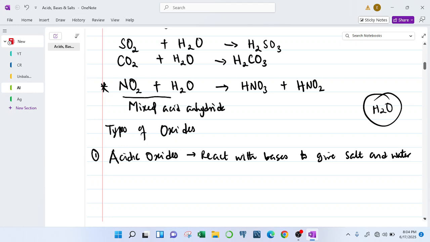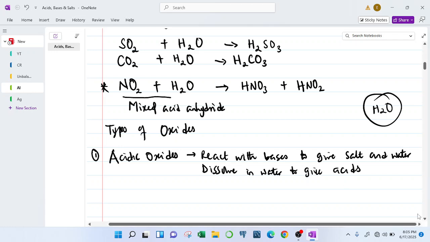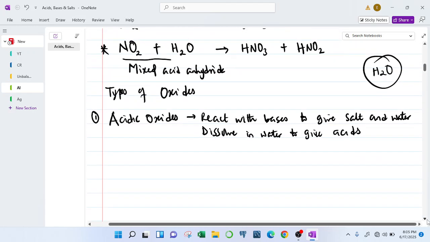Acidic oxides react with bases to give salt and water. They turn blue litmus red. And then, we just spoke about it: acidic oxides are also called acid anhydrides. So the point remains, they dissolve in water to give acids. So those are acidic oxides. And how do you get acidic oxides? Acidic oxides have to be non-metallic oxides. Well, I'm going to group them before I give specific examples.